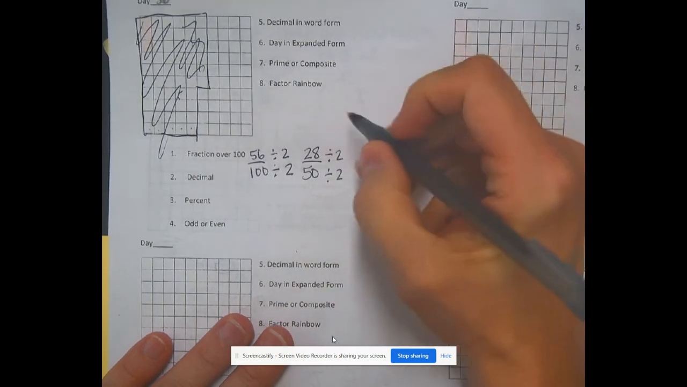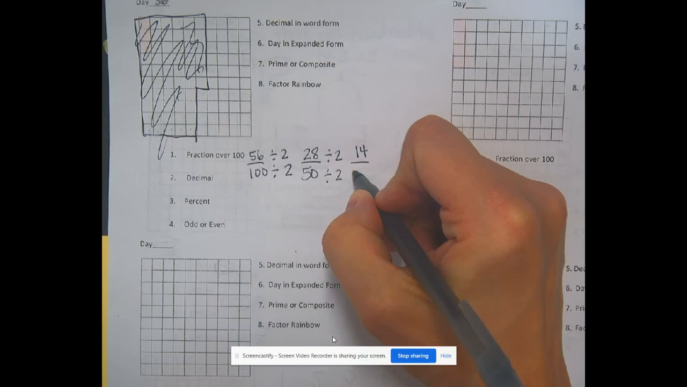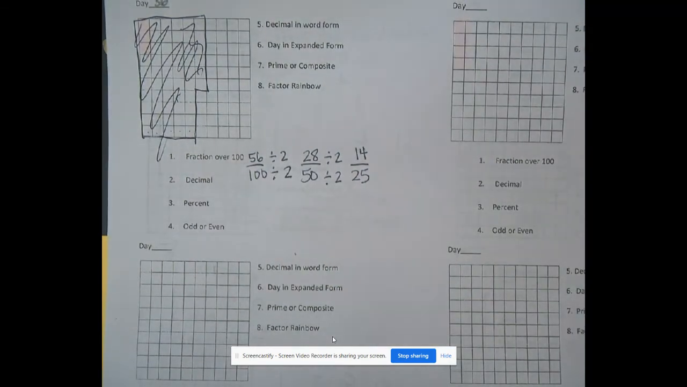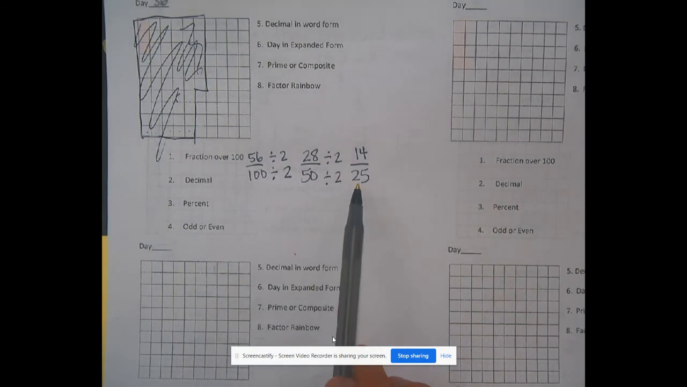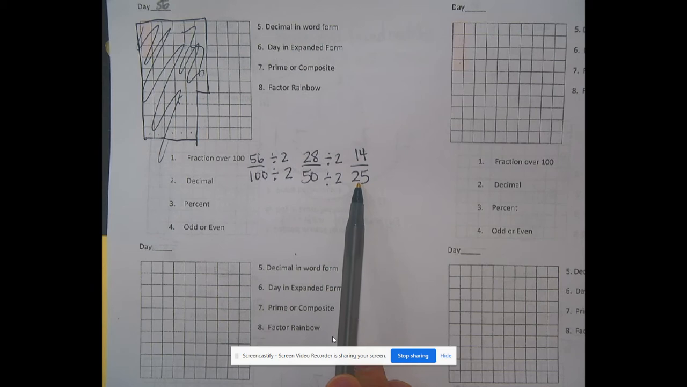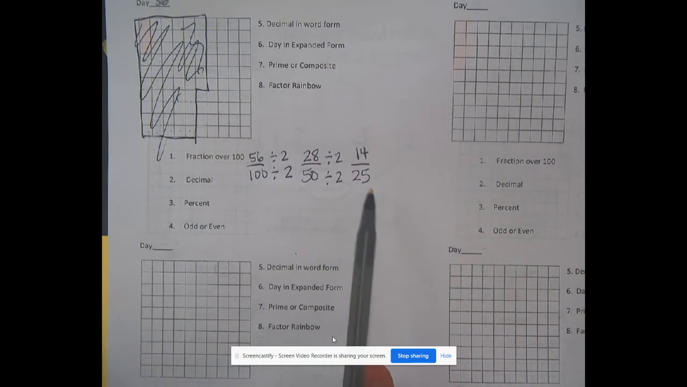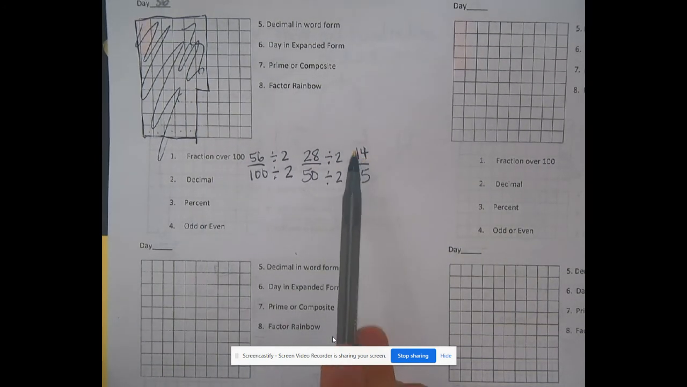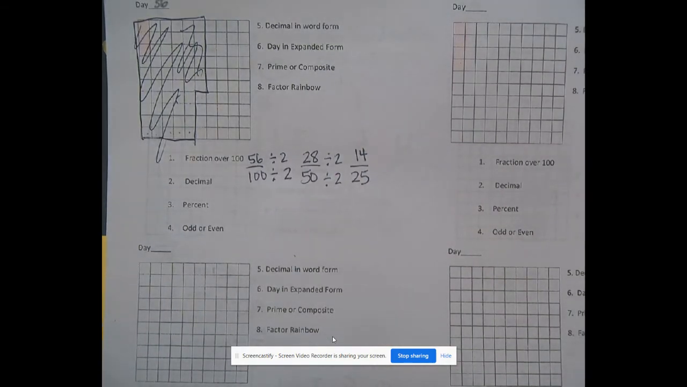28 divided by 2 is 14, and 50 divided by 2 is 25. Okay, is that in simplest form? Okay, what are the factors of 25? No, not multiples, factors. 1 and 25, 5 and 5, so 5. Can 1, 5, or 25, can 14 be divided by that? Nope, so we know it's in simplest form.